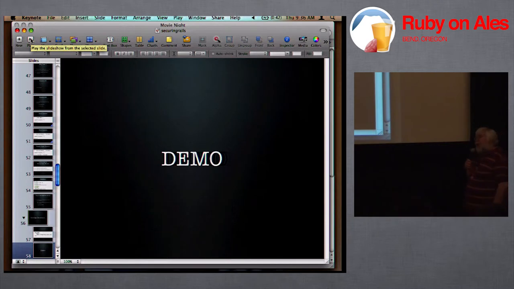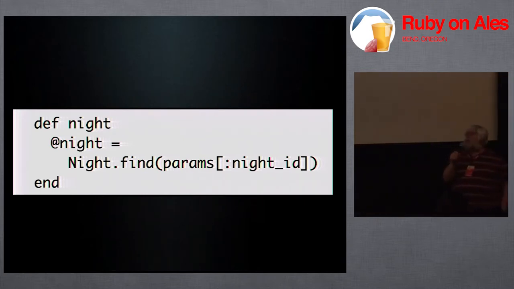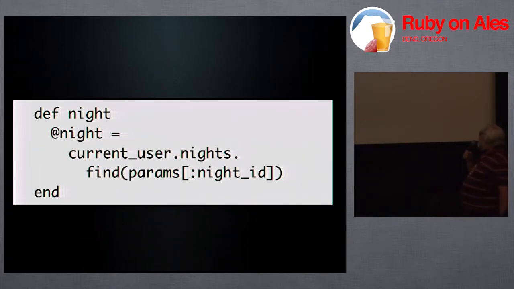Yeah, you notice he did that by hacking the URL. He just put in the ID of the night, and we went and fetched it. The problem with this search is that it doesn't limit the nights that you're allowed to see by the current user. There's no current user involved in this. And there's a very simple way to fix this. Instead of doing a night.find, go to the current user, ask for his nights, and then find based upon that. And this search will limit you to only nights owned by the current user. That will restrict the number of nights you see.